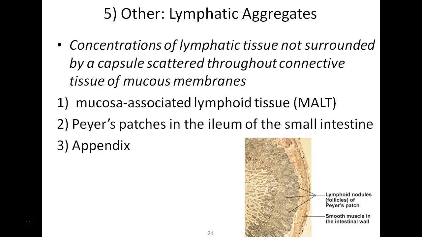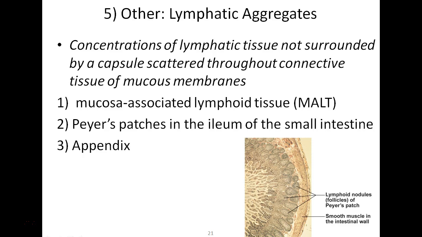Lastly, we have general lymphatic aggregates. These are going to be concentrations of lymphatic tissues not surrounded by a capsule, and these are going to be scattered throughout connective tissue of mucous membranes. One such lymphatic aggregate is MALT, that is mucosa-associated lymphoid tissue, and this is going to be located in the lamina propria of the mucosa layer within the gastrointestinal tract. We'll also find this MALT in respiratory tracts, genital tracts, and also urinary tracts. But primarily we're going to find this MALT in the small intestine to defend against foreign substances that come in contact with the mucosal membranes.